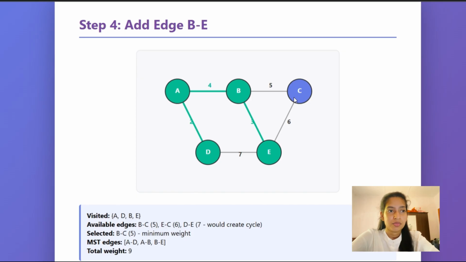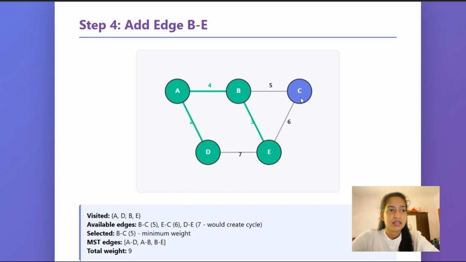Here is an important point. D to E would create a cycle because both D and E are already in our tree. Remember, a tree cannot have cycles. So we skip any edges that would connect two vertices already in our visited set. So our real available edges are B to C with weight 5 and E to C with weight 6. The minimum is B to C with weight 5. So that's what we'll select next.